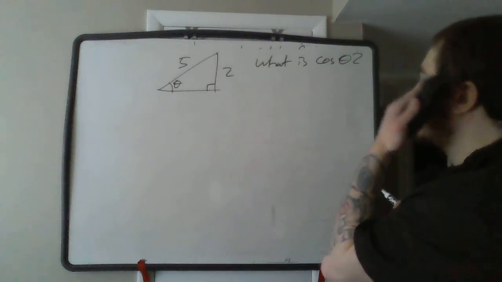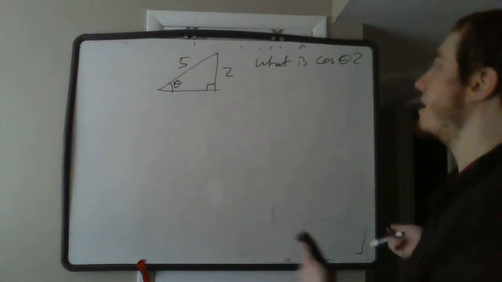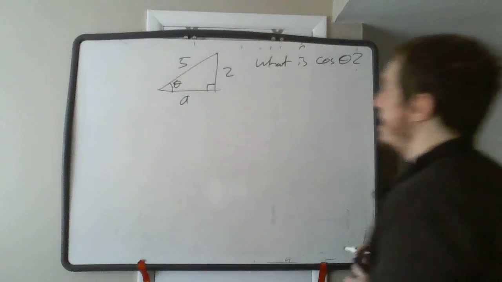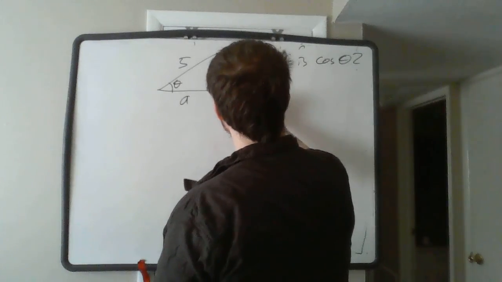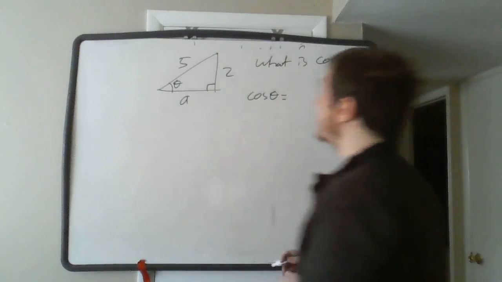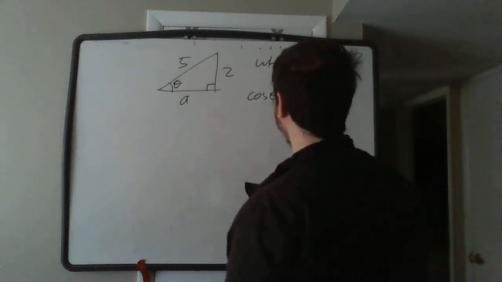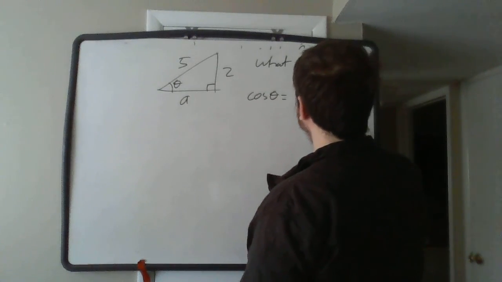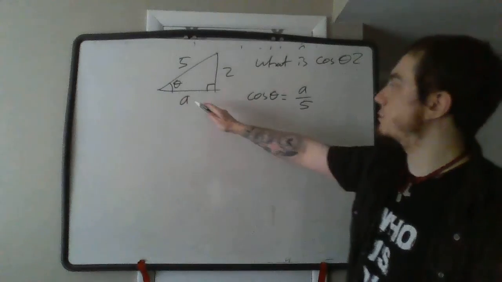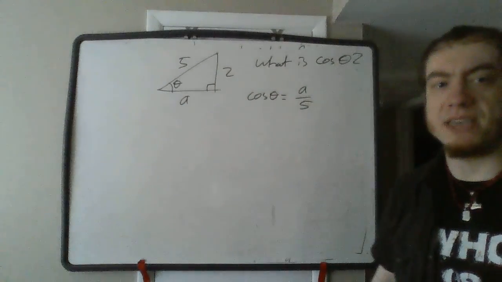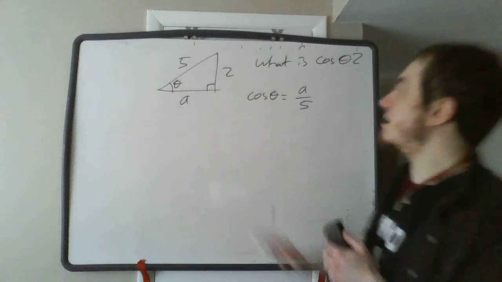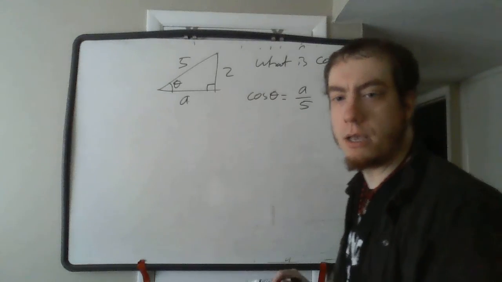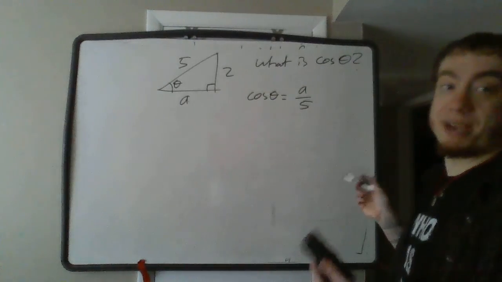Well, we can figure this out. And there are a couple of different ways of thinking about this. But the way that I'm going to do this is I'm going to say, okay, let me call this base A. Now, what I know is that cosine theta is the adjacent over hypotenuse. And the adjacent over hypotenuse is A over 5. So what I need to know is what is the length of this side A? Can anybody think of a way that you can do that? So take a moment and think about, how could I find what this side is with the information that's given to me? So the answer here is we use the Pythagorean theorem.